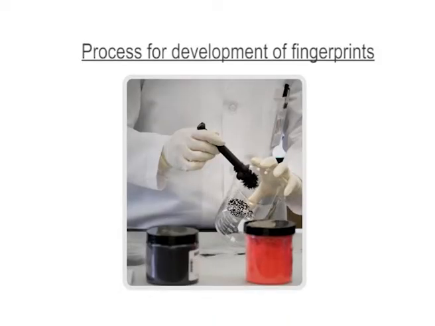Process for development of fingerprints. Latent fingerprints are developed by the following procedure. The item bearing latent prints is placed in a tray and covered with distilled water. The tray is rocked gently by using a shaker. The item is placed in another tray to which working solution 1 is added. The tray is shaken for 30 to 45 minutes.